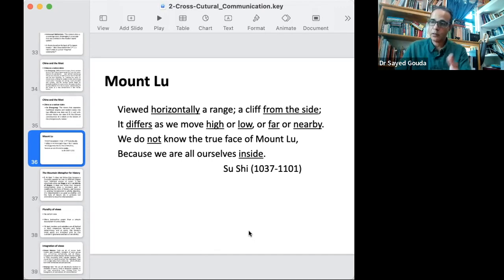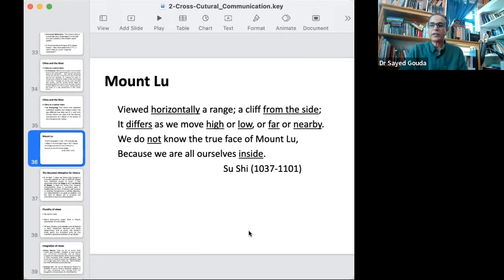He says, okay, viewed horizontally, it's like a range. When that mountain is viewed horizontally, it's like a range of mountains. Okay, a cliff from the side. It differs as we move high or low, or far or nearby. We do not know the true face of Mount Lu because we are all ourselves inside.